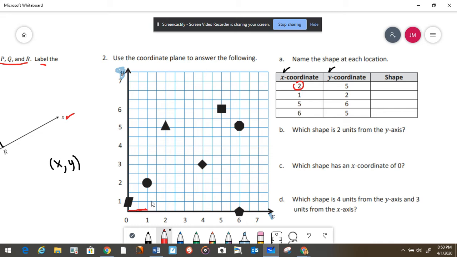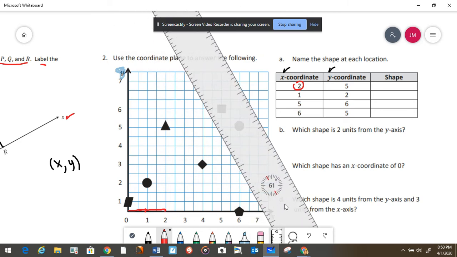Name the shape at each location. So x is 2, oh wait, 2 is over here. My apologies. This is 2 right here. And let me use a ruler. I think I'm going to need a ruler for this.